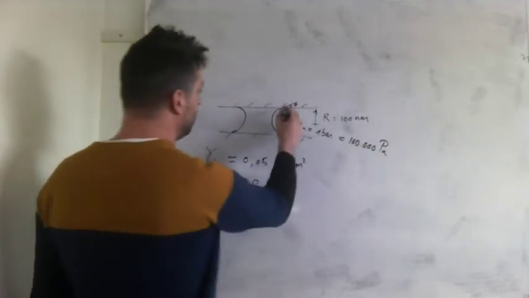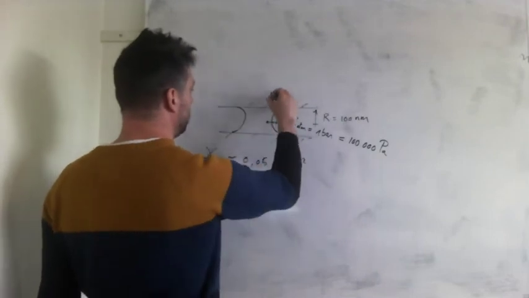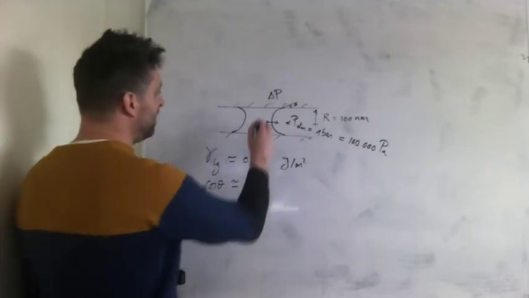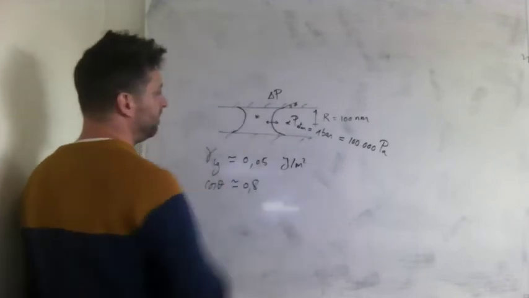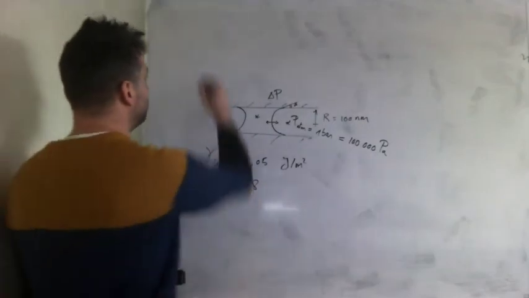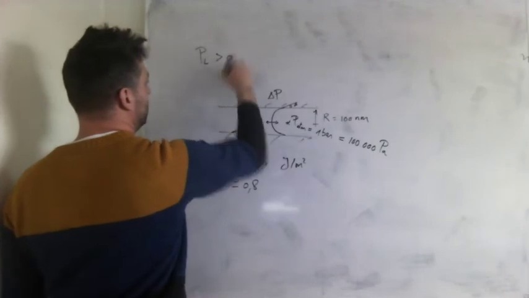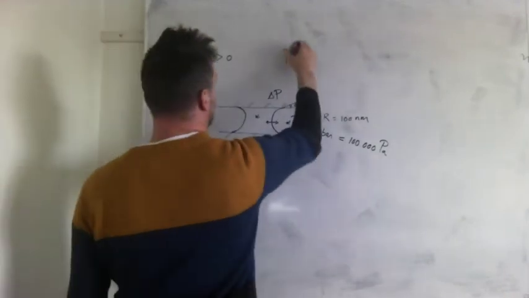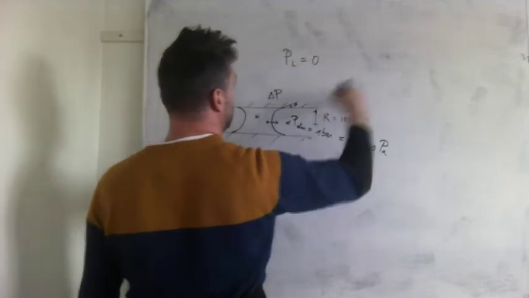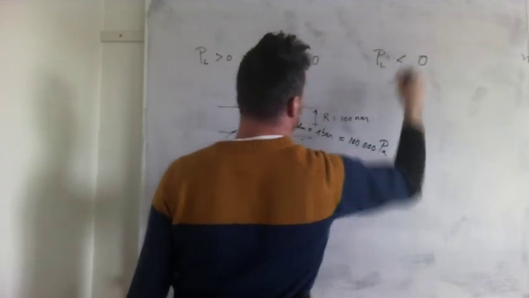And now I know I have a curved radius here, and now I can calculate my delta P. And my question to you in the quiz is, if you calculate this now, what is the pressure in the liquid? Is the pressure in the liquid larger than 0? Or is the pressure in the liquid exactly 0? Or is the pressure in the liquid below 0?